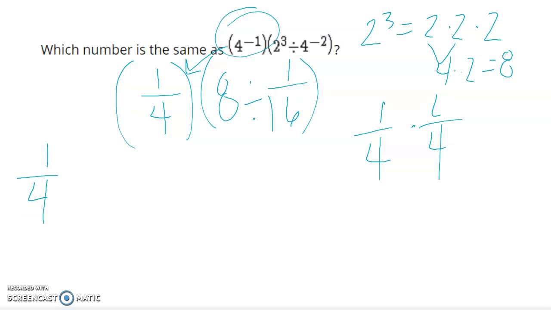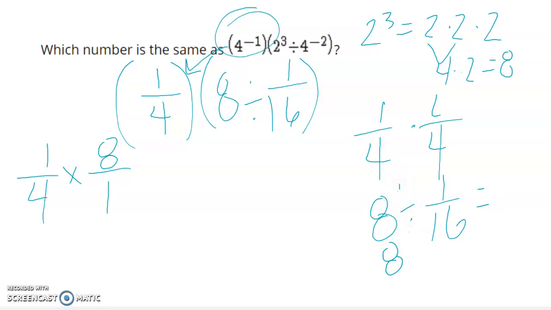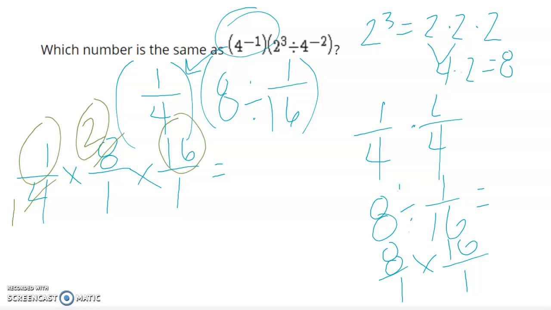So now we have 1/4 times 8 over 1. Now remember, when we divide fractions, so when we have 8 divided by 1/16, that's the same as multiplying by a reciprocal. So that's 8 over 1 times the reciprocal, which is 16 over 1. Now we can cross simplify. 4 and 8 share a common factor of 4. 4 divided by 4 is 1. 8 divided by 4 is 2. So now we're going to multiply 1 times 2 times 16, and that gives us 32.